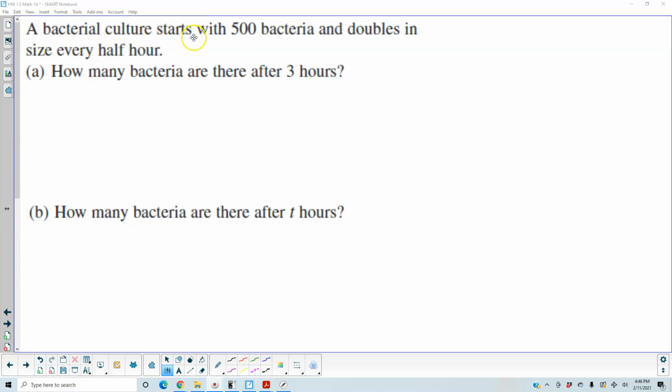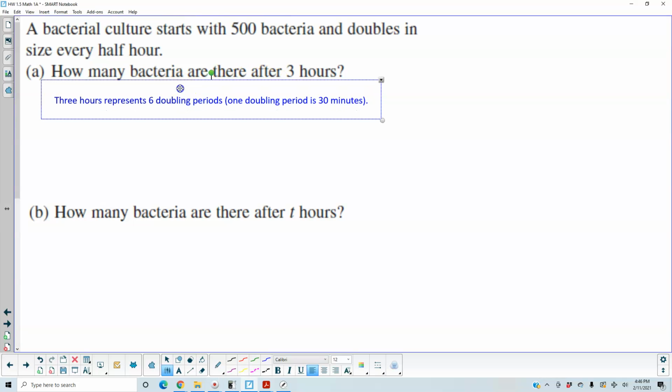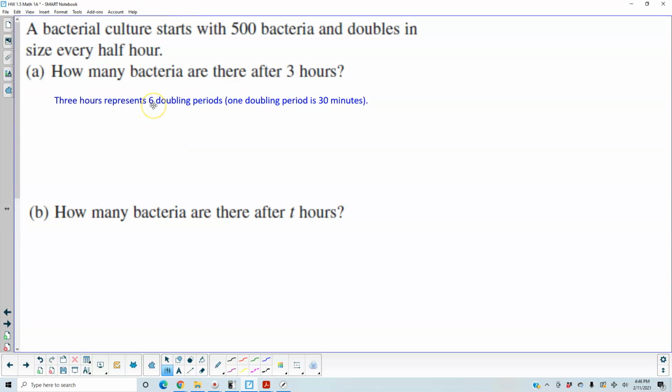A bacterial culture starts with 500 bacteria and doubles in size every half hour. First question is, how many bacteria are there after 3 hours? Well, 3 hours represents 6 doubling periods, because one doubling period is a half hour, which is 30 minutes.